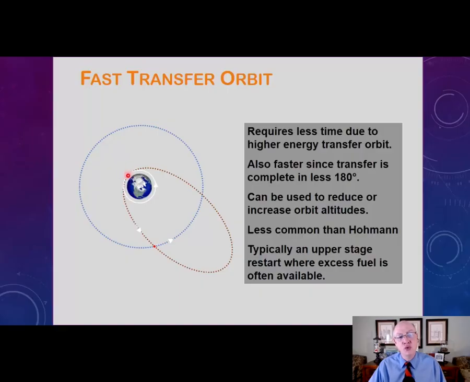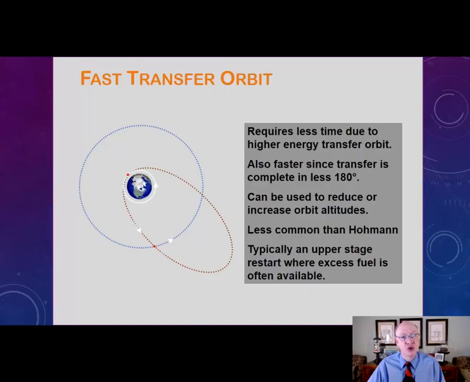So you may want to use up that rocket stage immediately and get as much energy out of it as you can and put yourself into this much higher transfer orbit like this. And then when you get up to geostationary orbit here, fire your engines to change your orbit right there. So that's a possibility. That's a fast transfer orbit. And as I said, they're typically used when you've got excess fuel available in an upper stage and you're just trying to burn up and use up that upper stage as quickly as possible.